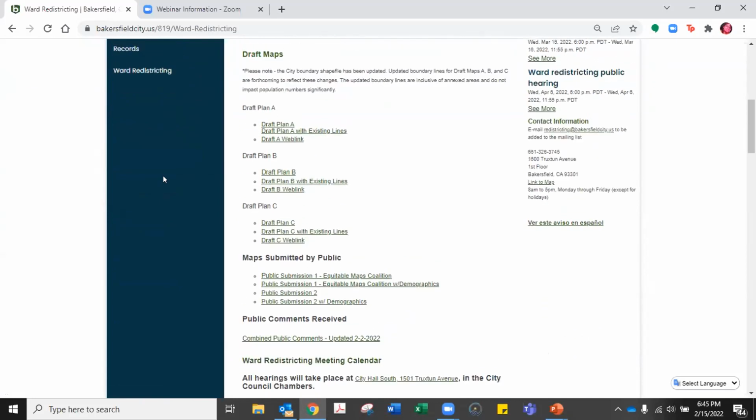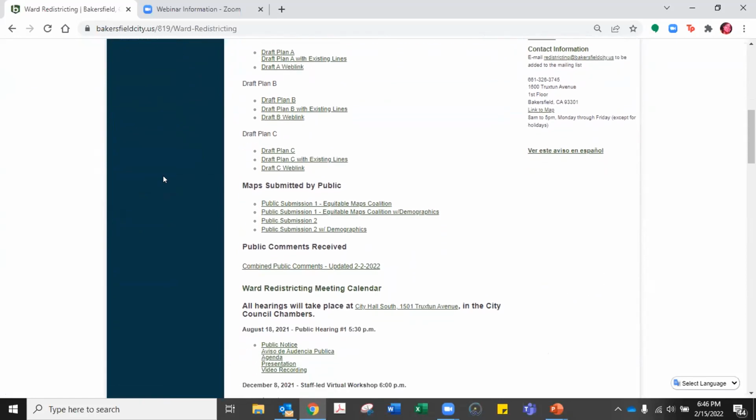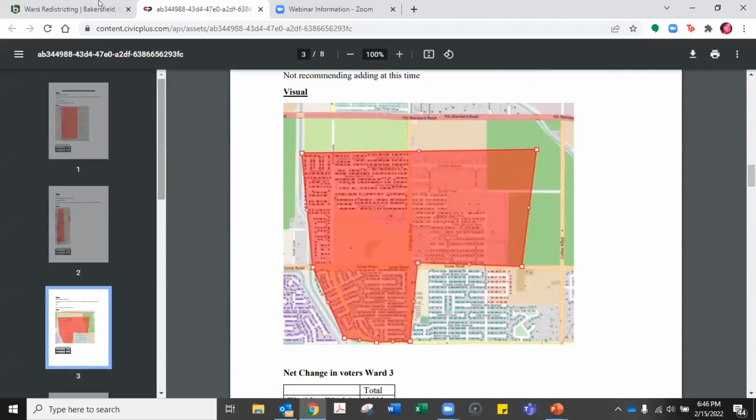And there was one more publicly submitted map that I wanted to at least show those who are in attendance tonight. And this is public submission number 2. Ms. Passante's group's map is under public submission number 1. Public submission number 1 shows us what was submitted by the community group. Number 2 is what is provided from our consultant once they have done analysis on that feedback that we have received.